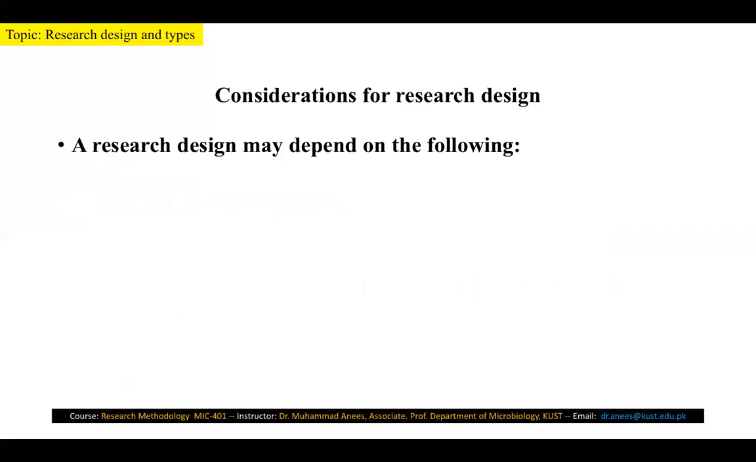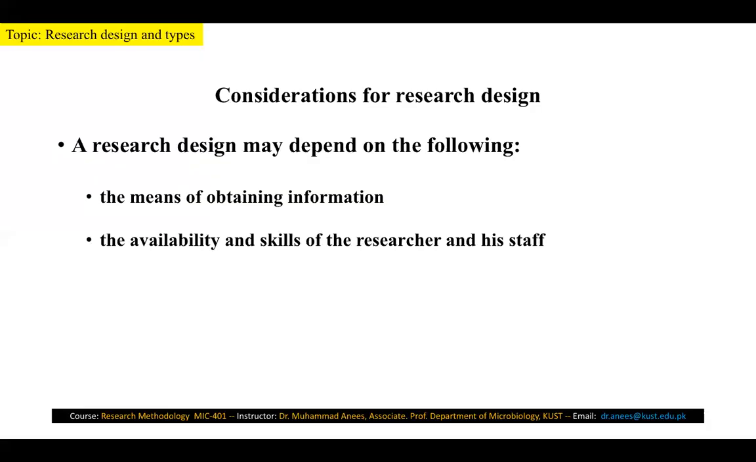Now, what considerations should we have in our mind when we are going to design a research? A research design may depend on the following things. First, the means of obtaining information. What means you have, and what skills you have. These are the two very important things. What means you have for obtaining information, and how many skills you have got, how many skilled persons you can approach, which kind of skills are available in your laboratory.